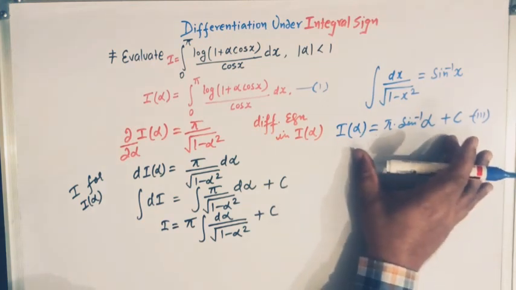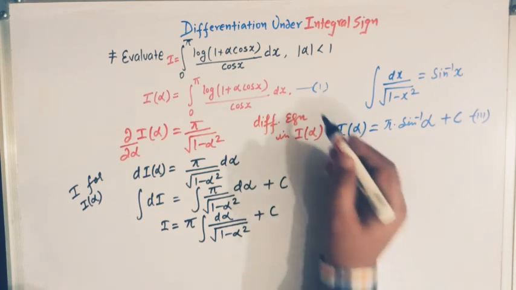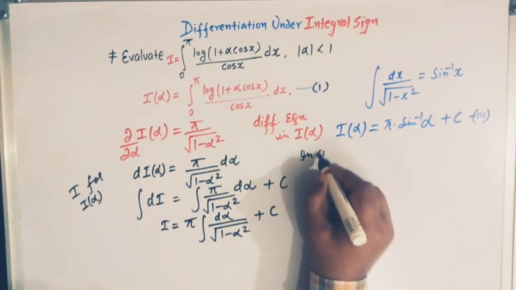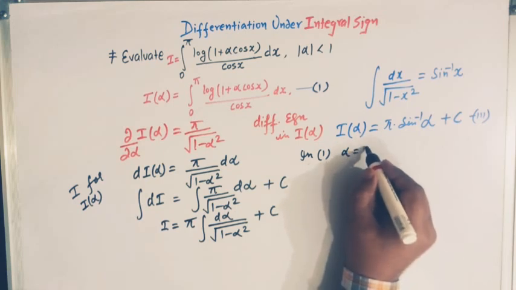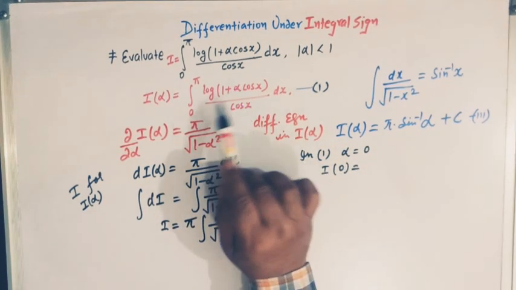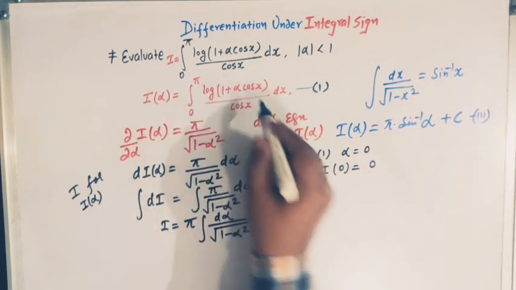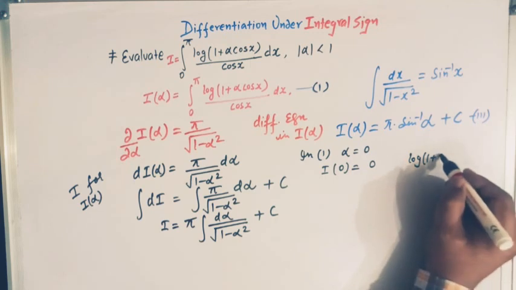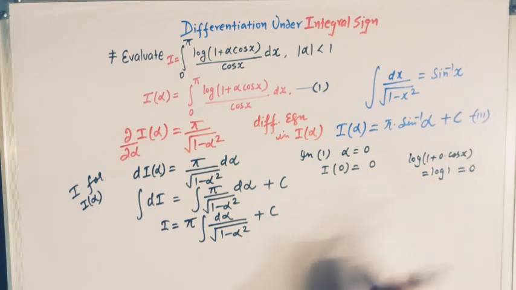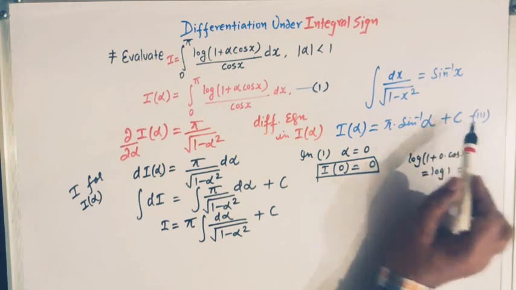Now here our aim is to find out this constant of integration, and for this we'll first make use of this integral. So in 1, if we put alpha is equal to 0, then what will happen? Then we'll have I of 0, right? Here we are substituting alpha is equal to 0, so I of 0 is 0, right? Because this term, that is log of 1 plus 0 times cos x, becomes log of 1, that is 0. Clear? Okay, so I of 0 is equal to 0, so we are going to utilize this condition to determine the value of c.